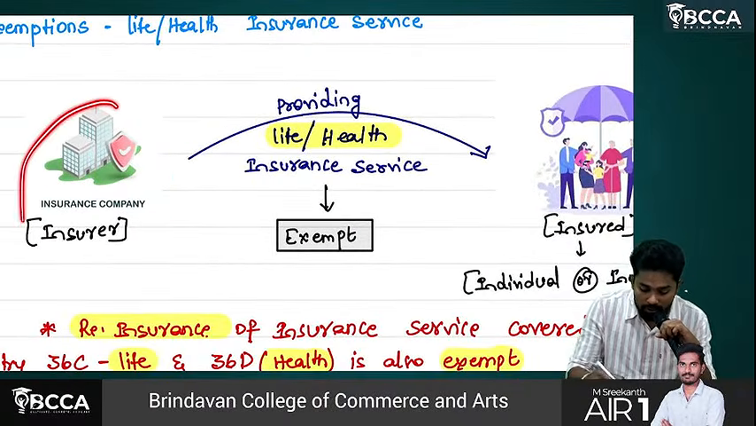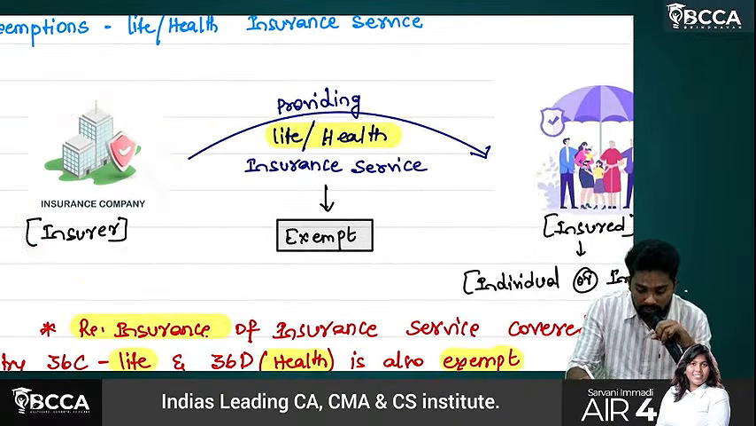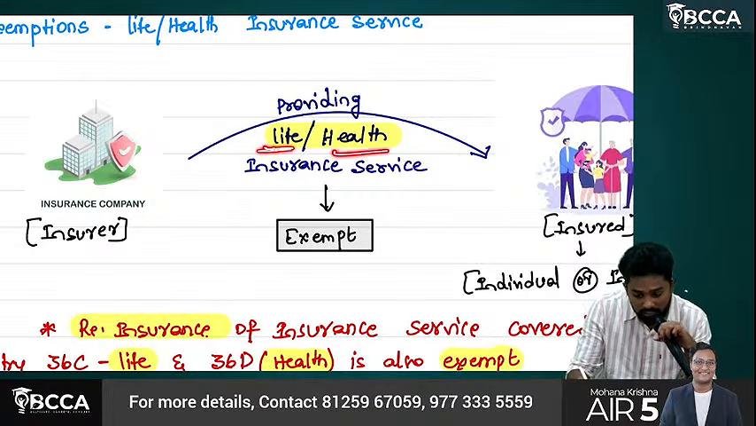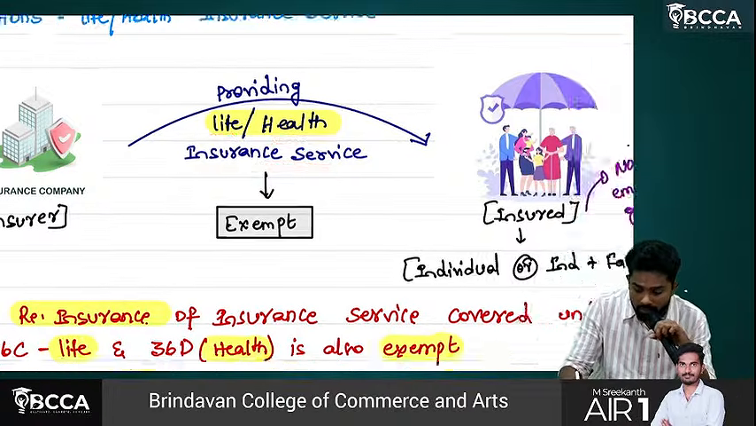Now these are the amended ones. See, an insurance company provides what? Insurance services. Which type of insurance? Either it could be life insurance or health insurance service. To whom? The insured.